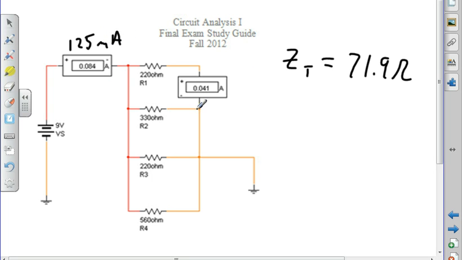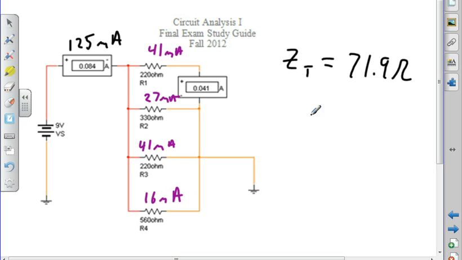Okay, well, if I take 9 and divide it by 220, I would have 41 milliamps by that guy, 41 milliamps by this guy. If I took 9 and I divided it by 330, I would have 27 milliamps by him. 9 divided by 560, I'd have 16 milliamps by him. So they're all shorted? Huh? No, they're not all shorted. That's what I should have.